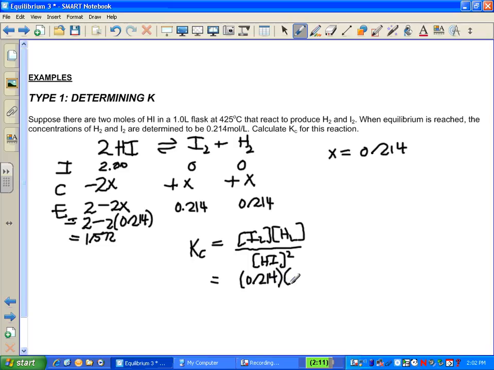I can now plug in the values that I have from the ICE chart. So the concentration of I2 is 0.214. The concentration of H2 is 0.214. And the concentration of HI is 1.572, and I'll end up squaring that. When this is solved by simply plugging it into the calculator, you see that you get 0.019. Okay? And that is the equilibrium constant for the reaction given at 425 degrees Celsius.